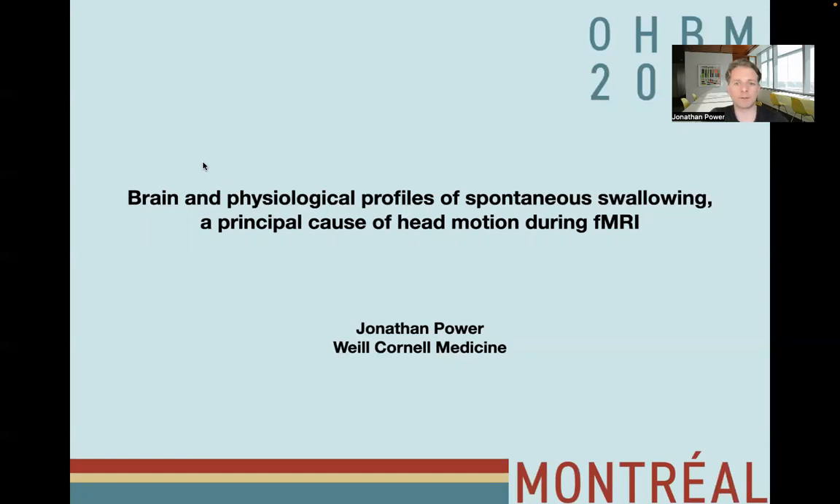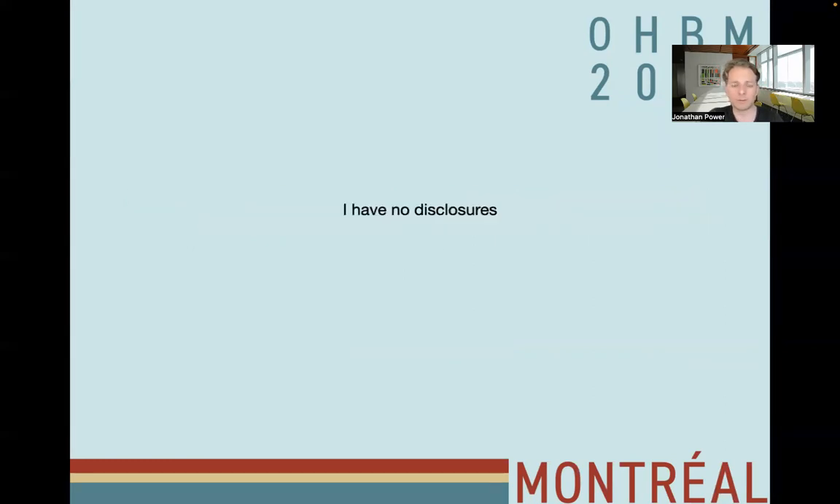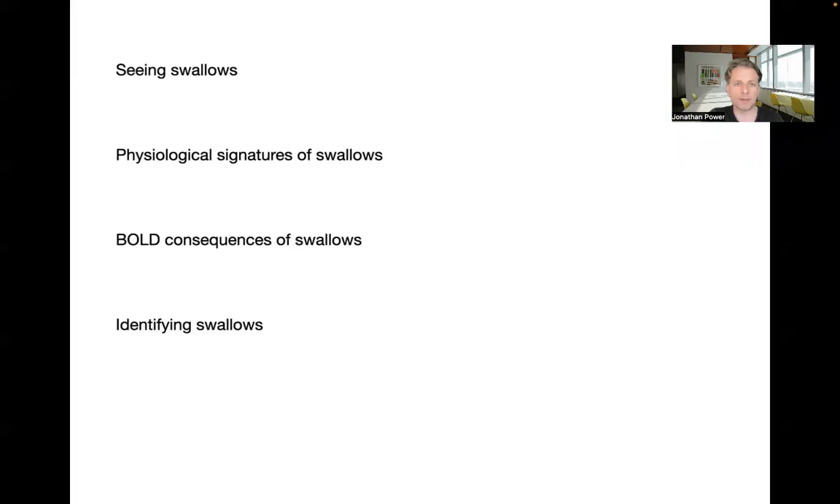And today what I'll talk about is swallowing, the brain and physiological profiles of spontaneous swallows as they happen in resting state fMRI. I have no disclosures to make, and these are the themes that we're going to talk about. It's not necessarily a full chronology, but I'm going to talk about how to see swallows in scans, and I'll talk about what we can figure out about the physiological signature of swallow. I'll talk about the BOLD consequences of swallows, what it looks like in an fMRI scan, and I'll talk about some of our efforts to identify swallows from scans that may not have all the bells and whistles that some of our scans do.